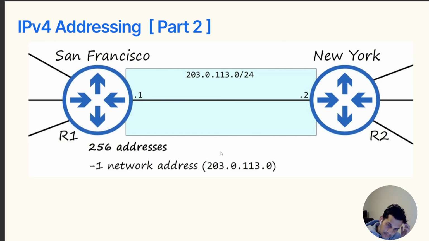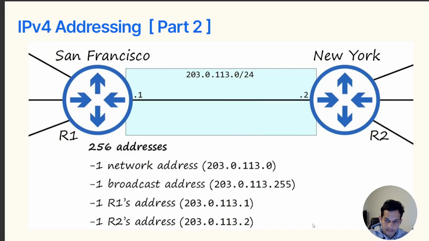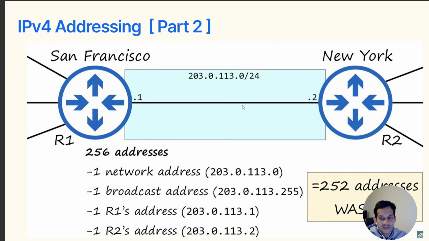The network address will be 203.0.113.0, the network ID itself. The broadcast will be the last IP, that is 255 over here, the first IP address will be .1, and the second will be .2. But don't you think that out of 256 there are 254 usable addresses, and we just have a requirement of 2? So 254 minus 2, that is 252 addresses, are being wasted.